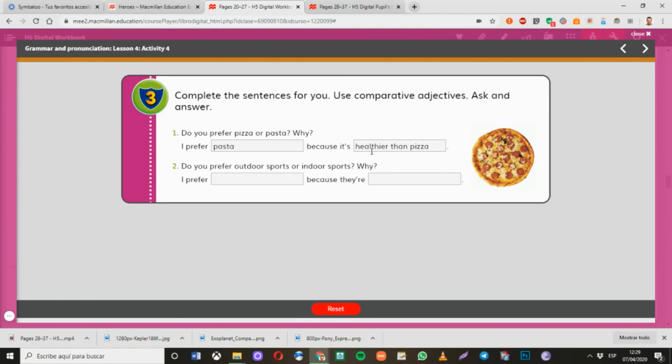Number 2. Do you prefer outdoor sports or indoor sports? Why? What does it mean in Spanish? ¿Tú prefieres los deportes al aire libre o los deportes de interior, los deportes bajo techo, en un recinto cerrado? ¿Por qué? Okay. I think that from now on, that answer is very easy, okay? So, I will write mine. You write yours in your book, okay?